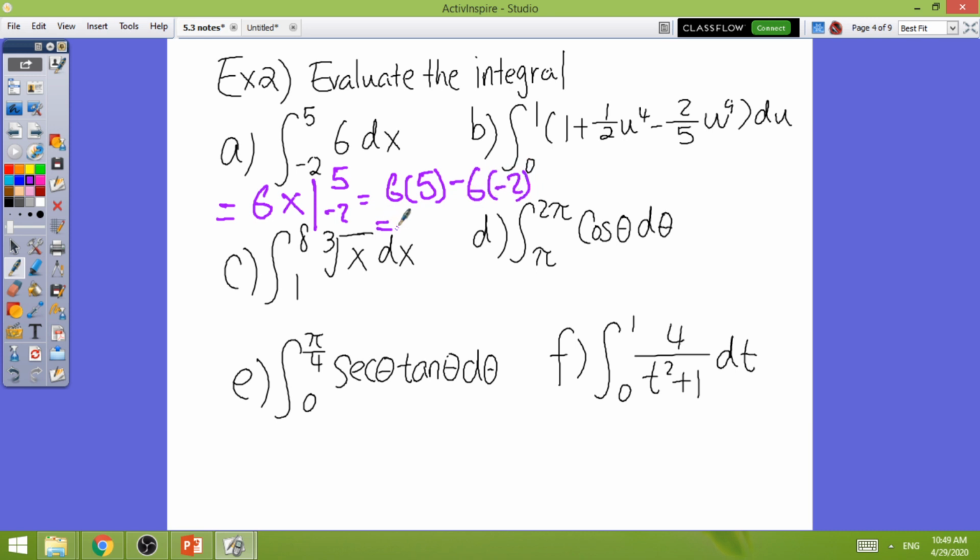So basically this one is just finding the area under the curve. 6 times 5 is 30, and then -6 times -2 is 12. So 30 plus 12, that'll be 42.